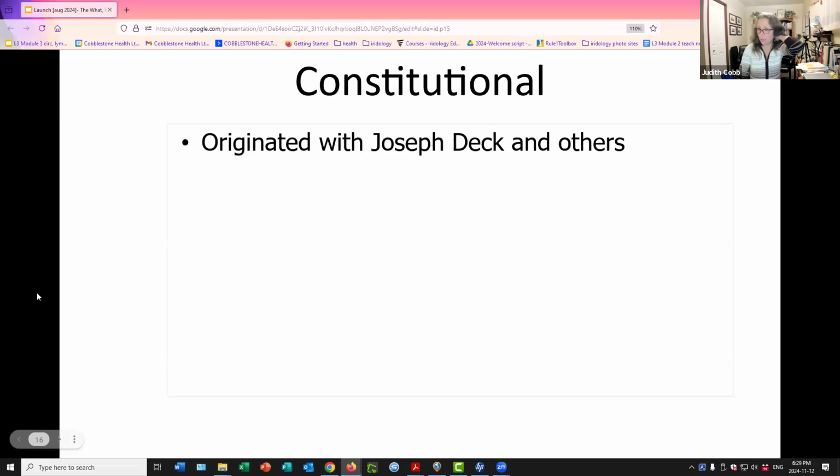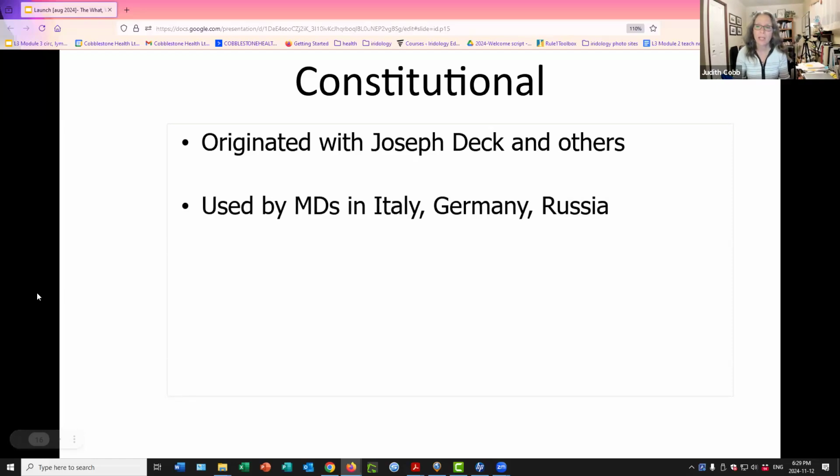Constitutional iridology originated with Joseph Deck and others. It's used by medical doctors in Italy, Germany, and Russia. I had a client in a few months ago from a country very near Russia. She's actually a medical doctor herself, but she cannot practice in Canada. She has not done the board exams here. And she came in, and what she really wanted was for me to do iridology with her. She said in her country, Kazakhstan or one of those smaller countries, that's the first thing the doctor does, is look at your eyes. And the eyes guide what he's going to ask you and what he or she is going to do with you. Found that very interesting.